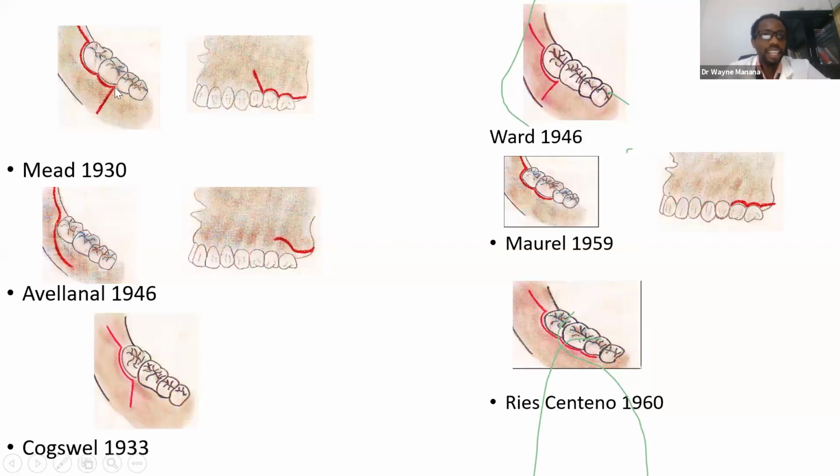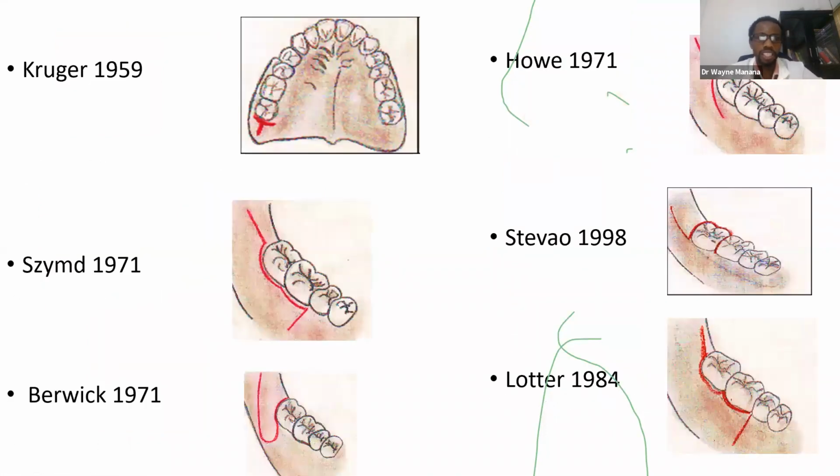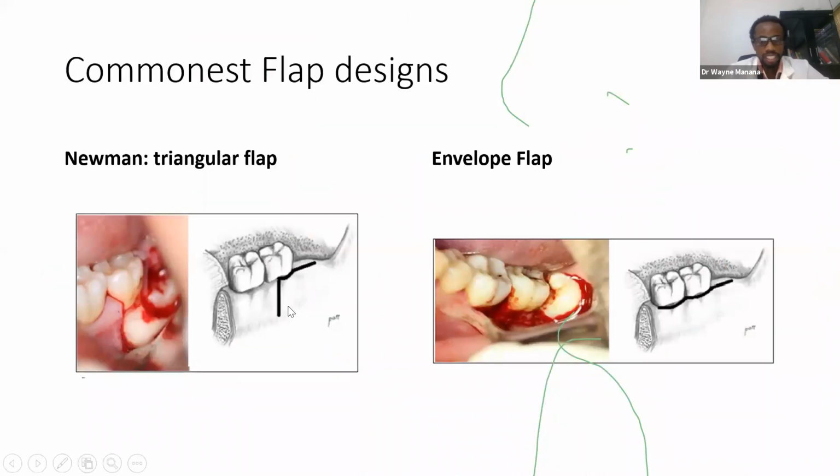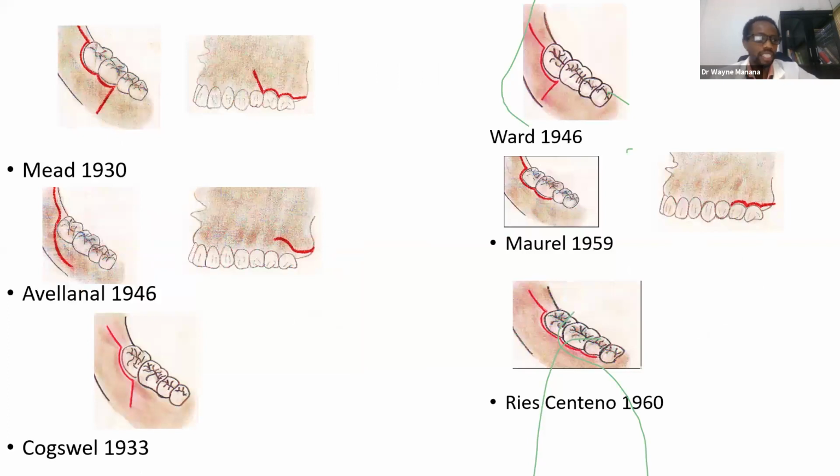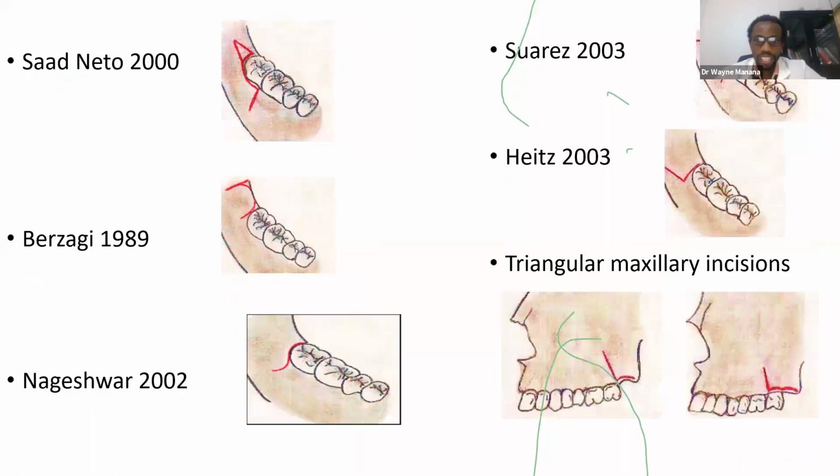So look at all these, and they date as far back as the early 1930s, 1940s. Some of them are for the upper wisdom tooth. But more or less they look the same. Look at all these, the Kruger one, for the upper wisdom tooth, and all these different designs. But as I said, to simplify our life, these are the two commonest incisions, and I would think you would never go wrong with these two, but you are allowed to introduce your own type of incision. Look at this.